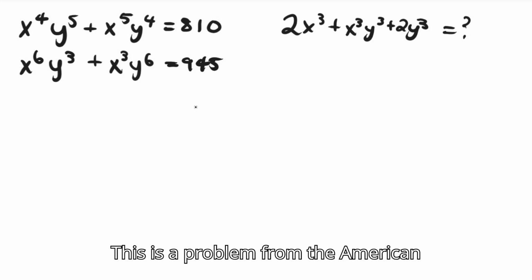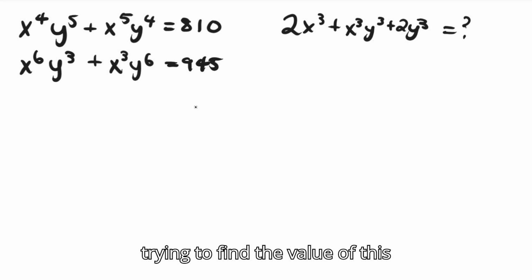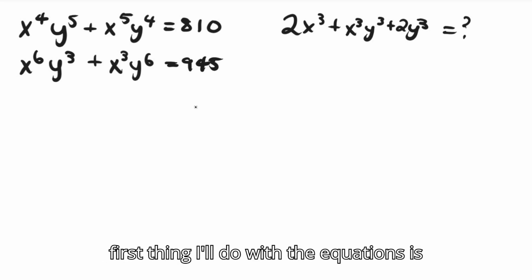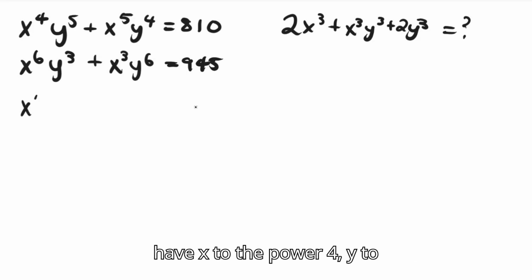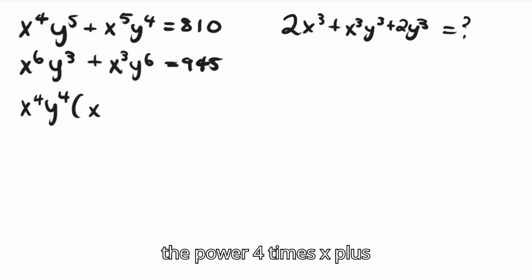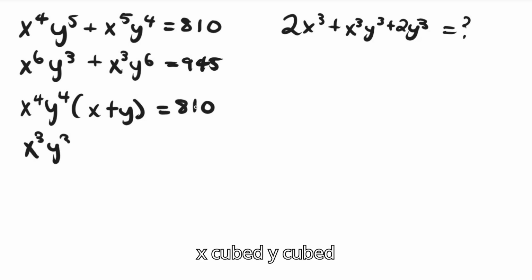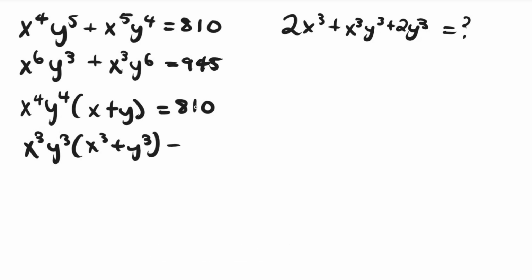This is a problem from the American Invitational Mathematics exam. We're trying to find the value of this expression from these two equations. The first thing I'll do with the equations is factor them. So for the first equation, we have x to the power 4, y to the power 4 times x plus y equals 810. And x cubed, y cubed times x cubed plus y cubed equals 945.